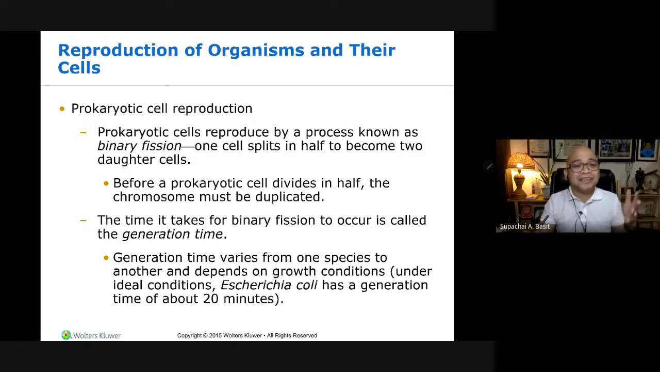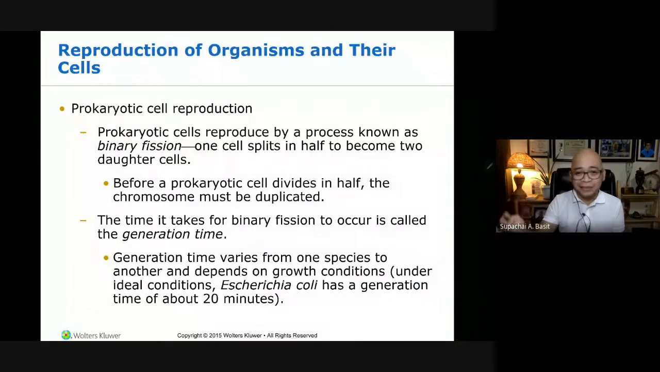So, prokaryotic cell division. Prokaryotic cells divide by means of binary fission. That's what I told you a while ago, wherein a simple cell splits into two. Before a prokaryotic cell divides, the chromosomes must be duplicated. And the time it takes for the binary fission to occur is called generation time. Generation time varies from one species of bacteria to another, depending on the growth condition.